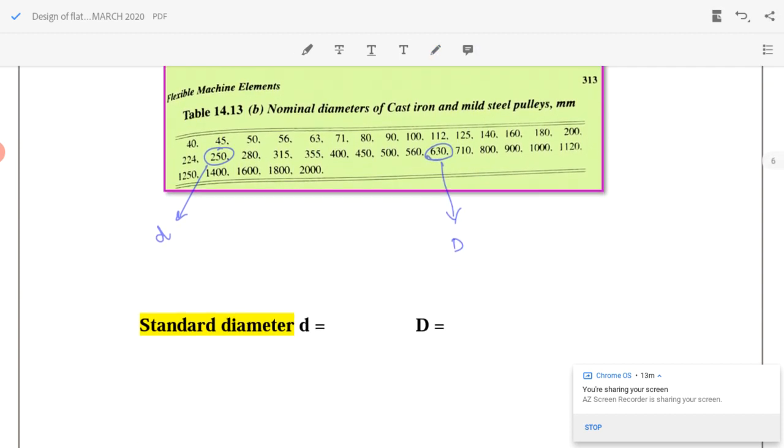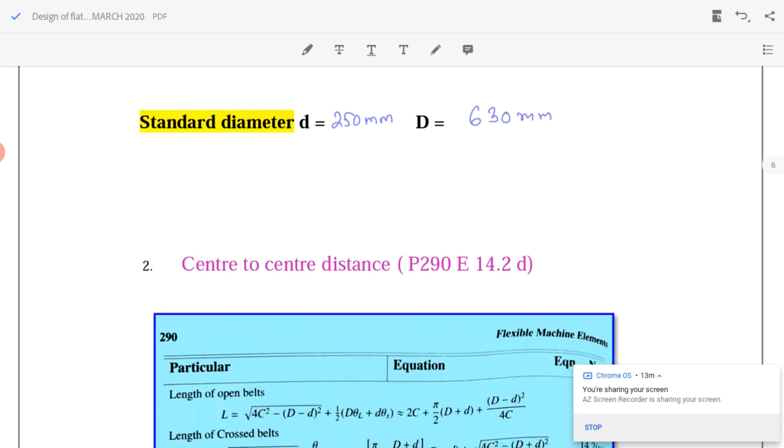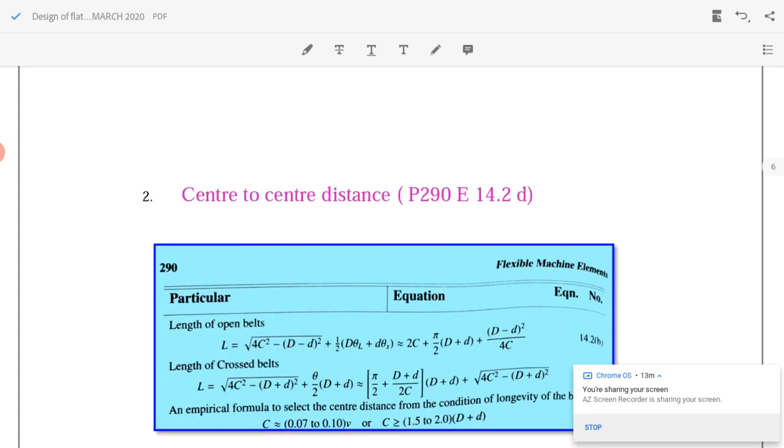So the standard diameter small d is equal to 250 mm and capital D is equal to 630 mm. For further calculations, we will be using these standard diameters. Now we can find the center to center distance between the pulleys.